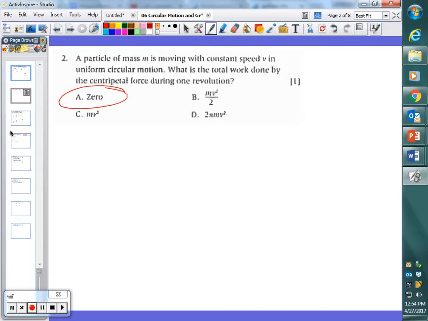So, centripetal force. How does centripetal force act in relation to the motion? Perpendicular, right? But when we talked about work, which we did a couple days ago, what component of the force does work? The parallel component is the only one that does work. So in this case, because the centripetal force is perpendicular to the motion, it does no work, right?